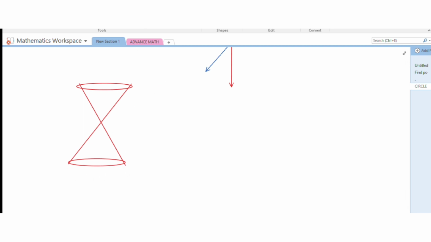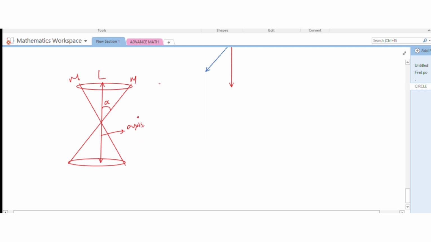Now here one fixed line is there with it. That is L. This line M, after making the angle alpha, generates the double napped cone. This fixed line L is called the axis.